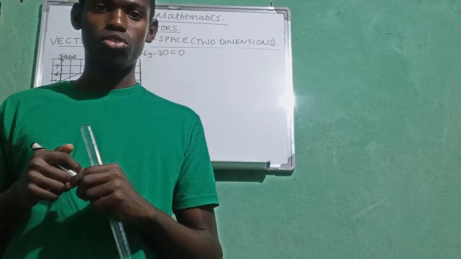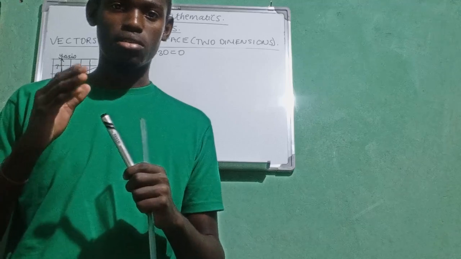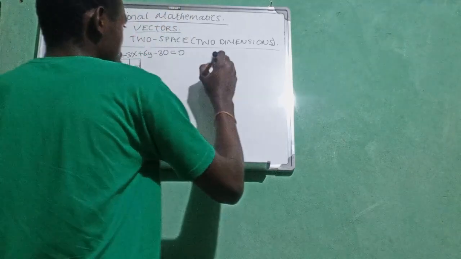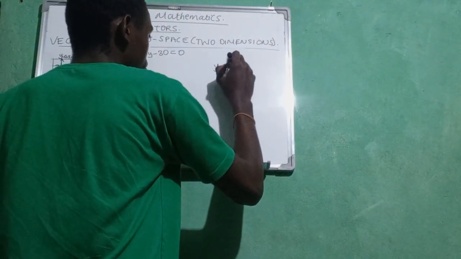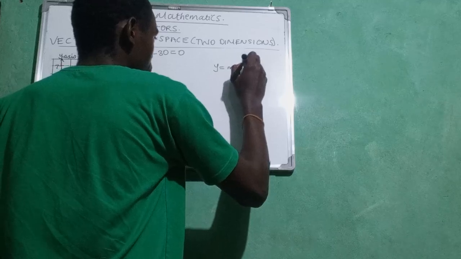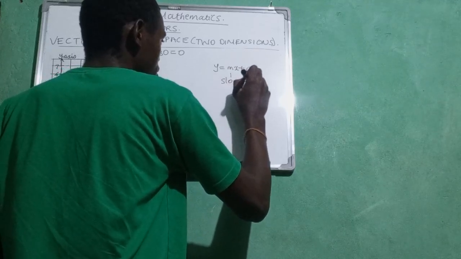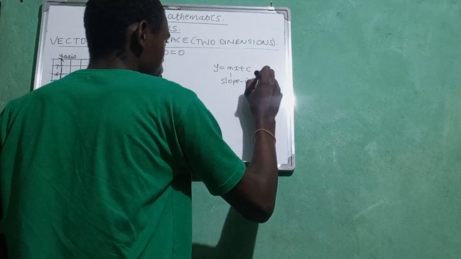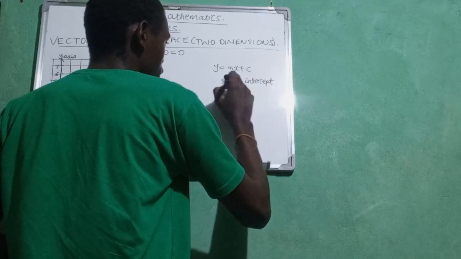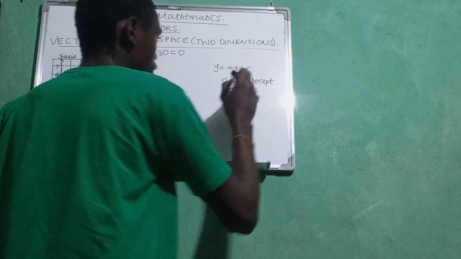First of all, you need to know what we call the slope-intercept form. When an equation is in this format, y is equal to mx plus c, this is called the slope-intercept form.